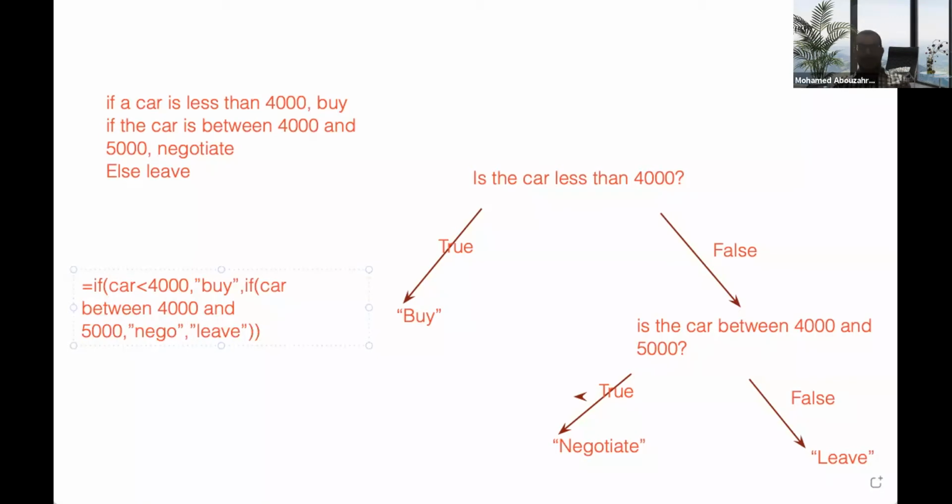So again, what I did here is I did exactly what I did in the simple if, but instead of in the false branch having a decision directly, I asked the second question, is the car between 4,000 and 5,000. So this is called a nested if. Nested means a function inside another function, right? So we have an if inside another if, and therefore this is called a nested if function. Any questions about the logic, guys?